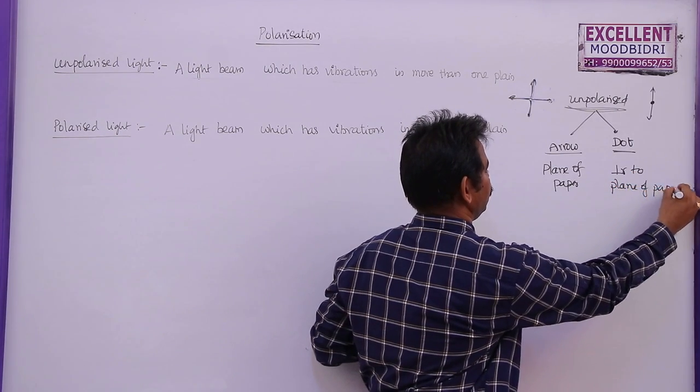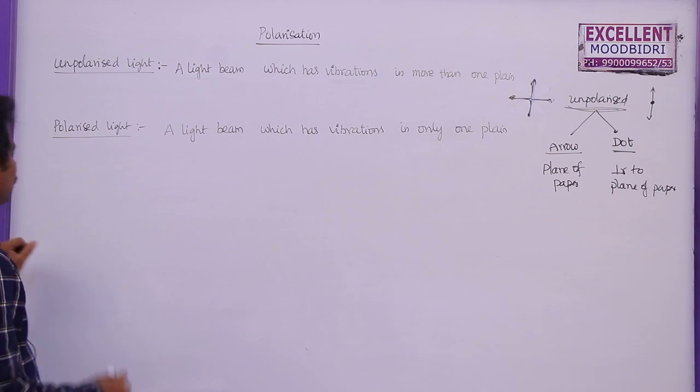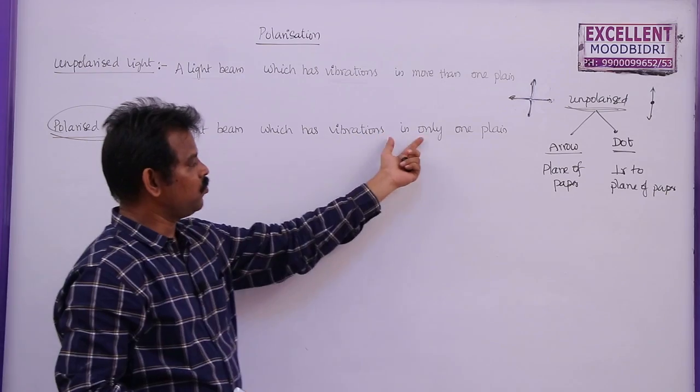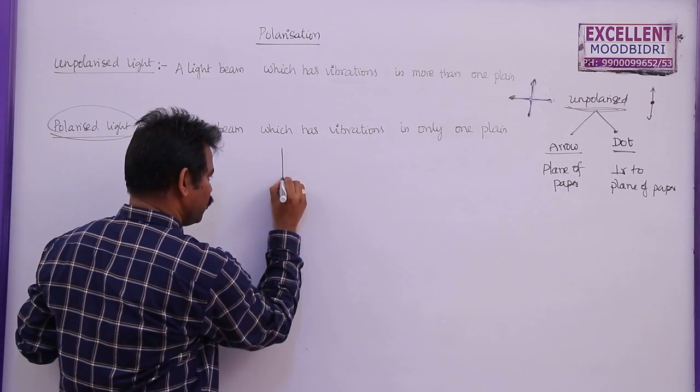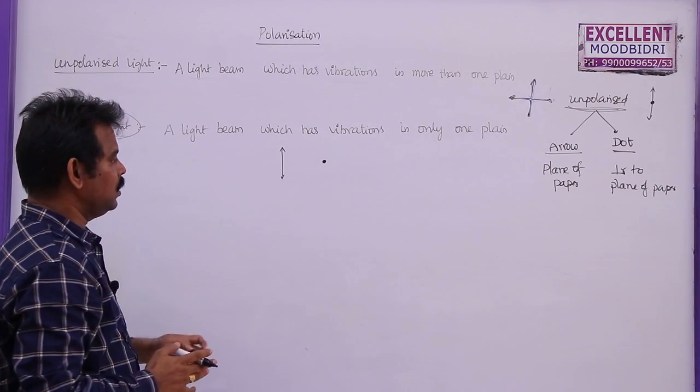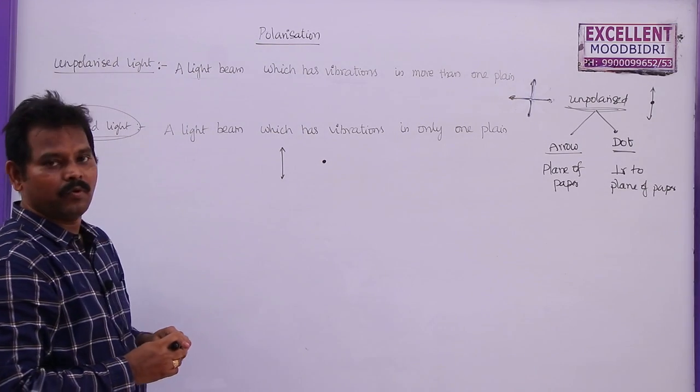But if you observe polarized light, it is a light beam which has vibrations in only one plane. So either only the arrow components or only the dot components, and this light will indicate a polarized light.